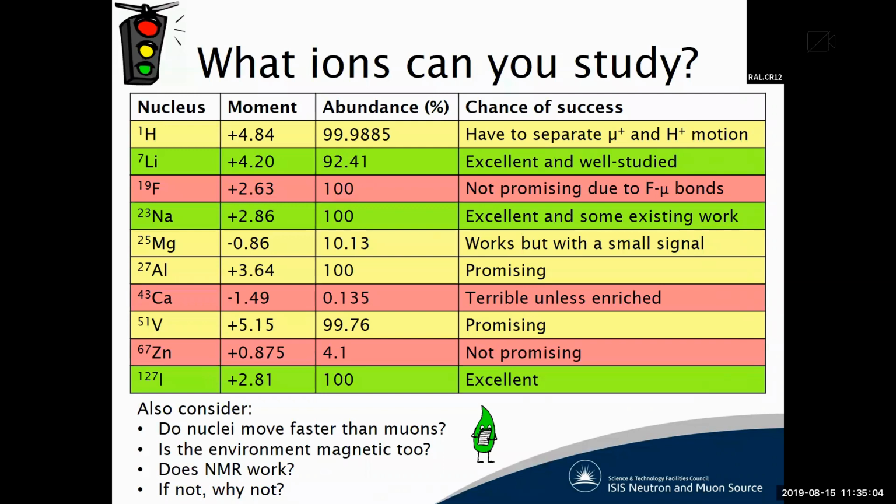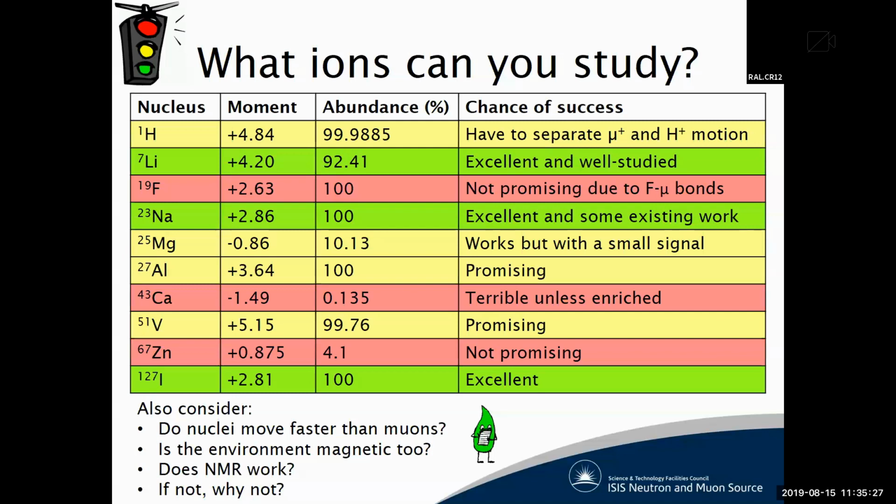If you move down the table to something like magnesium, you can see that the moment size is a bit smaller, but actually the abundance is very much smaller. And that one actually turns out you can do measurements if the conditions are favourable. Some of these haven't been studied, like aluminium and vanadium, but they're not of interest in batteries, somewhat future-looking batteries.